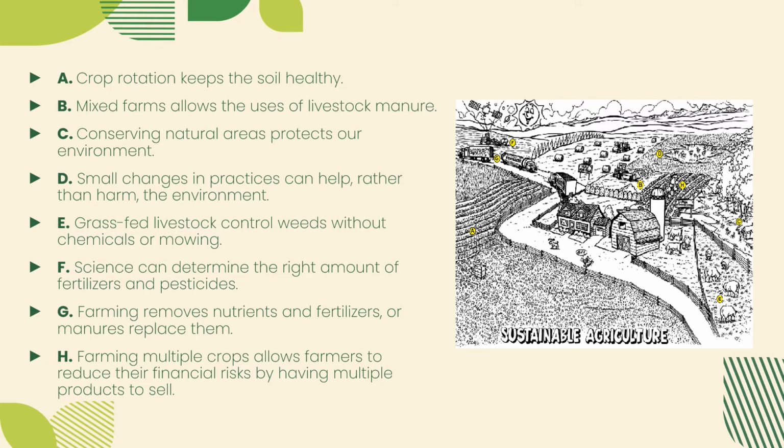E. Grass-fed livestock control weeds without chemicals or mowing. F. Science can determine the right amount of fertilizers and pesticides required for our farms. G. Farming removes nutrients and fertilizers and manures replace them. H. Farming multiple crops allows farmers to reduce their financial risks by having multiple products to sell.